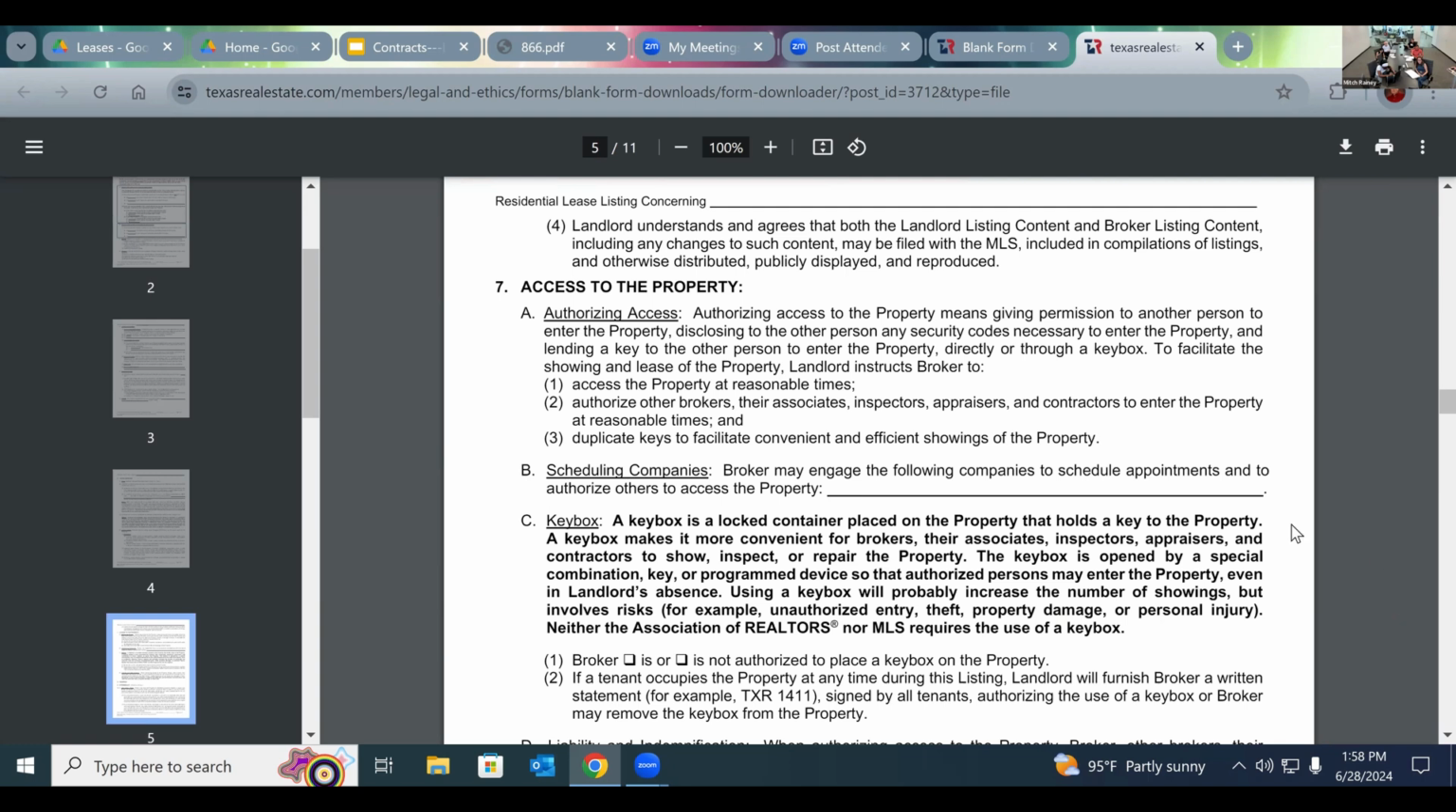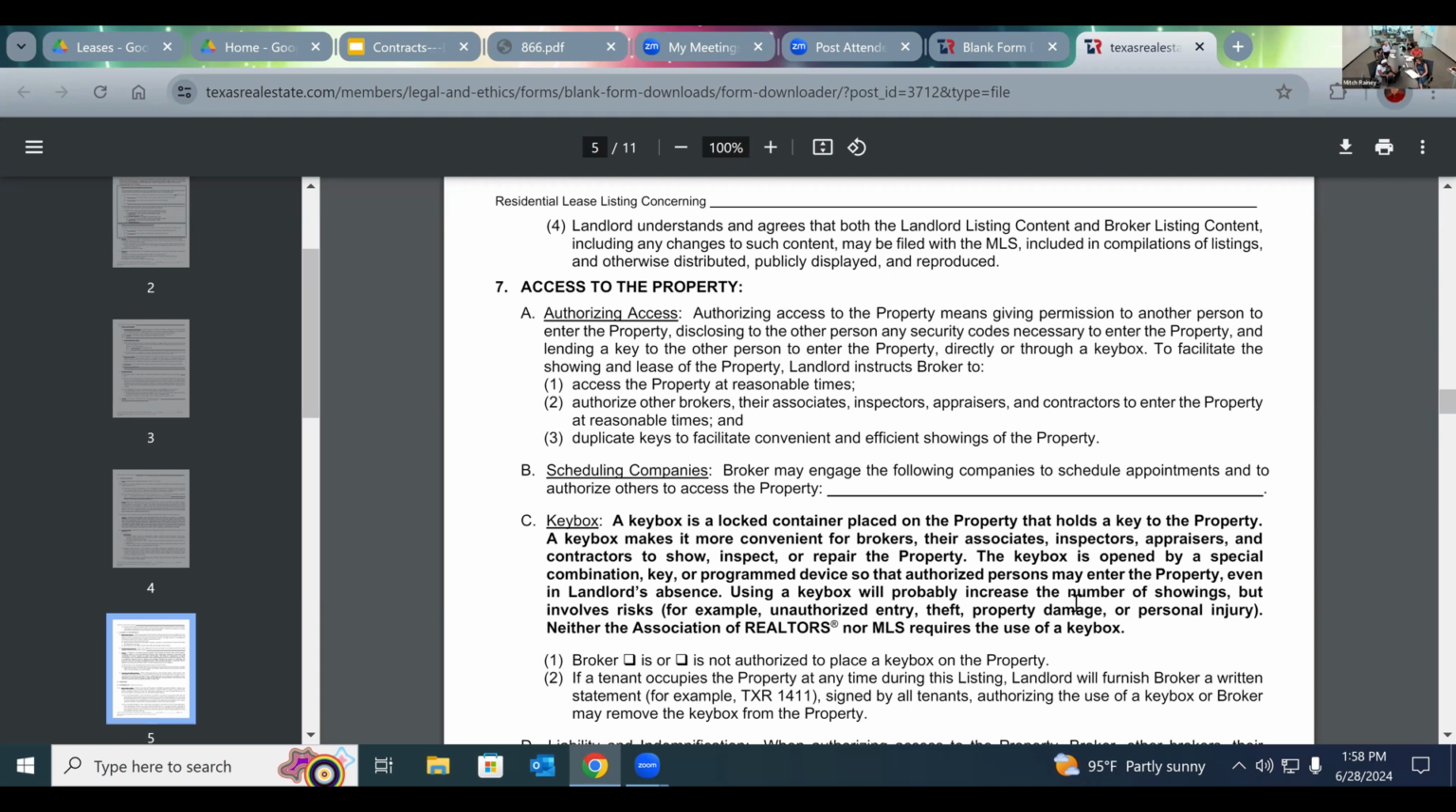Access. Authorizing access to the property means giving permission to another person to enter the property. The other agent. Scheduling company is going to be ShowingTime, which is part of HAR, which is part of what we pay every month. Use it. Have you ever dealt with an agent or with a showing where it says contact agent to make appointments? Oh, it's horrible. It's horrible trying to get a hold of them. And basically, I'm kind of lazy. I'm not gonna work harder than I absolutely have to, and I'm gonna leverage. Then take care of it.